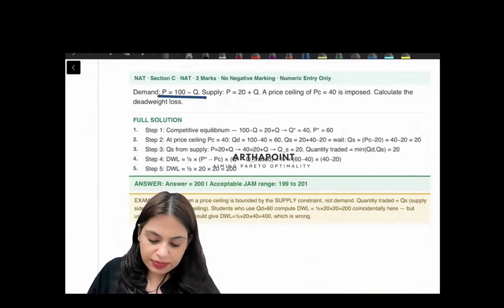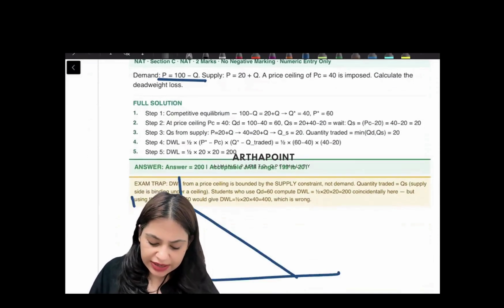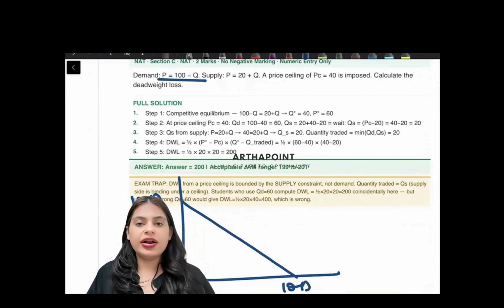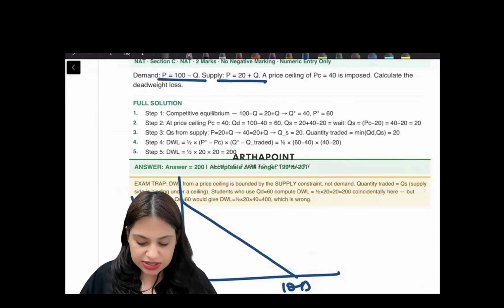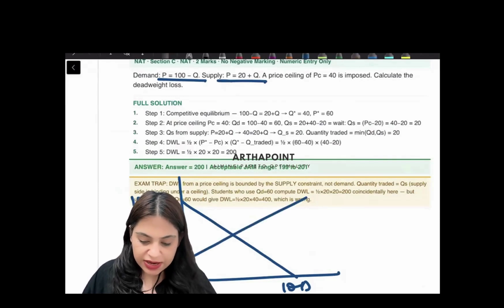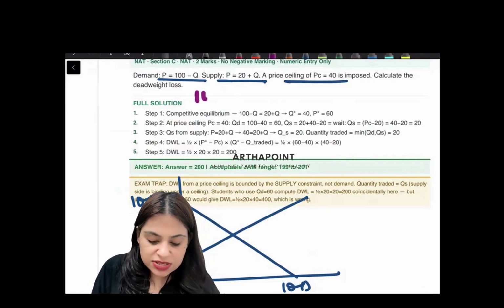You are given that the demand curve is 100 minus Q. Let's plot this. 100 here, 100 here, 100 minus Q. Supply curve is 20 plus Q. When quantity is 0, supply is 20. So 20 plus Q. There is a price ceiling of 40. Let's find the equilibrium first.